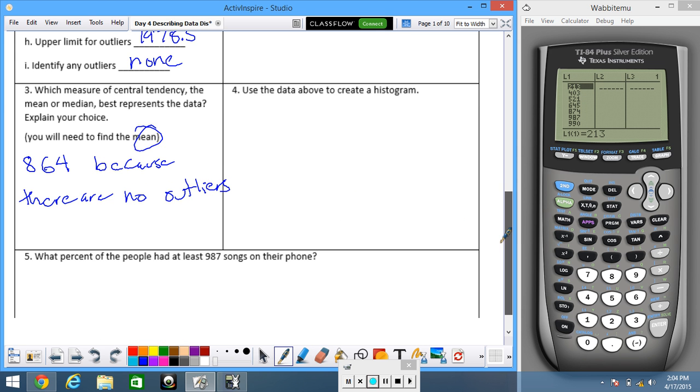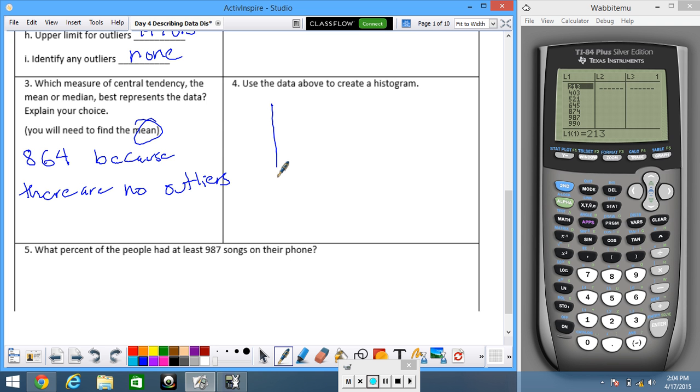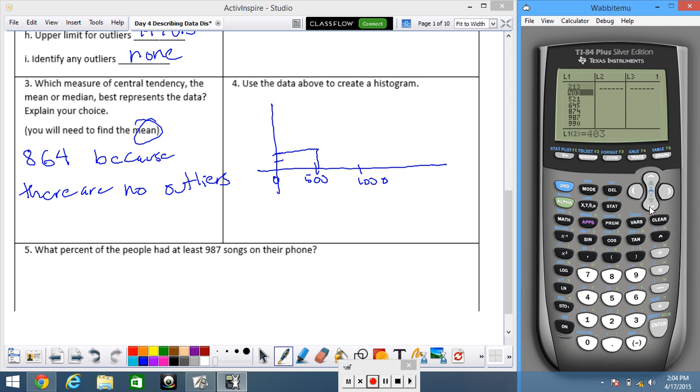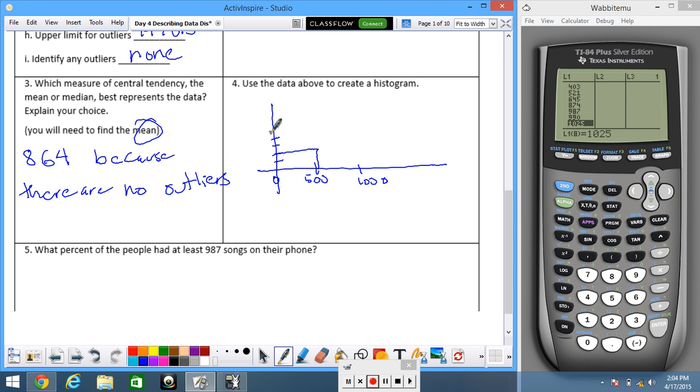That way I can look over here. In my histogram, I'm going to go 0 to 500. So I've got 2 people, 1, 2. Now I'm going to go 500 to 1,000. And I got a lot there. I've got 1, 2, 3, 4, 5, 1, 2, 3, 4, 5.